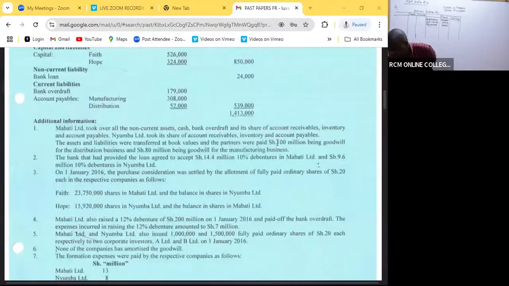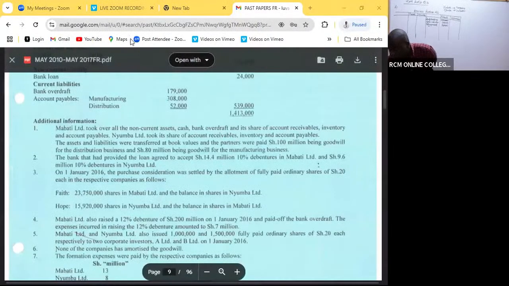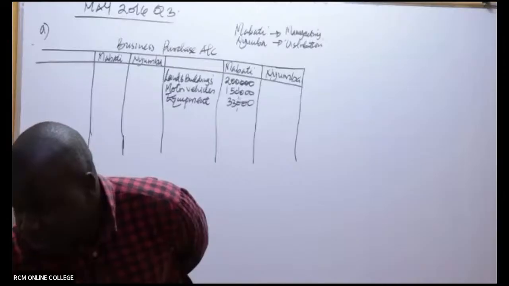So they also took over the cash, bank overdrafts, and its share of what? Of the accounts receivable. So you have the papers, so I don't have to display. I think I'll just be able to proceed without having to display there.